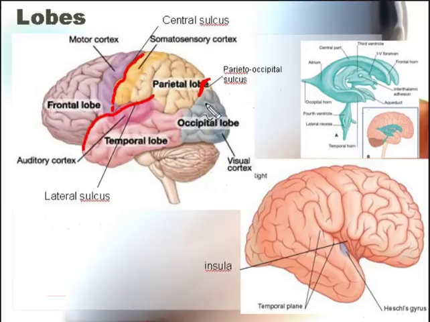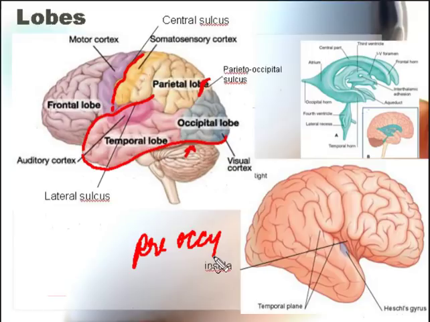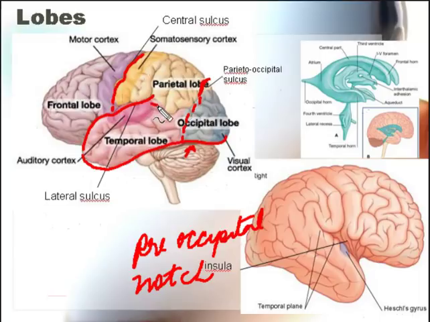And then on the inferior border of this cerebral hemisphere, you'll notice that there is a slight notch present here. This is called the pre-occipital notch. So from this point, if we extend an artificial line backwards to the parieto-occipital sulcus and then extend this lateral sulcus backwards this way, then we get 4 lobes.